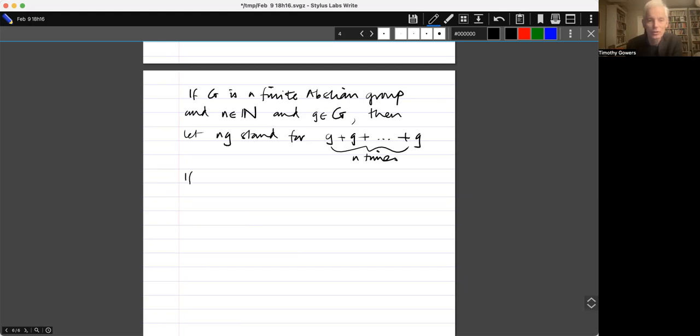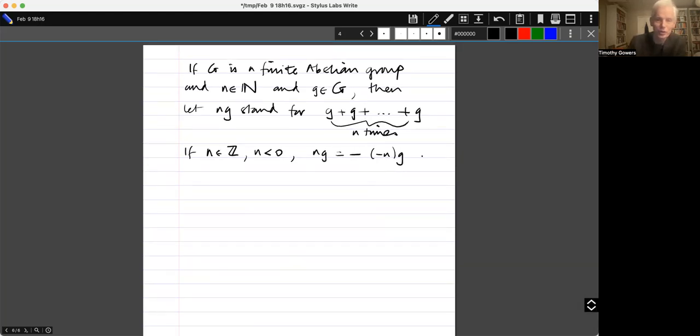Also, if n is in Z and n is less than zero, we can say that ng equals minus (minus n)g, because that will be a positive integer, and of course 0g is 0. So we can sort of multiply group elements by integers. The reason I said that it didn't even have to be abelian is I could have just written g to the n there instead of what I did write. In fact, it is just g to the n, but in an abelian group context. So I haven't really defined anything interesting. I want to, perhaps I can just go straight into the lemma.